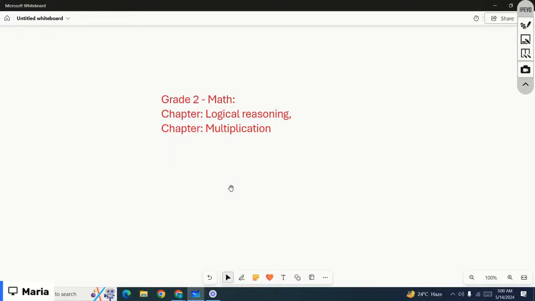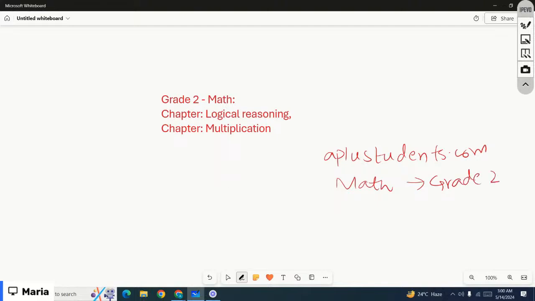We are here for grade 2 math. You can find all the lessons on aplusstudents.com. You have to log in there using your email address and password as provided by the administrator. Then you have to select math from the subject tab. Scroll down to grade 2 and then click on view all lessons. There you can find a list of the chapters. We're going to start with the chapter logical reasoning. Then we'll do the chapter multiplication.